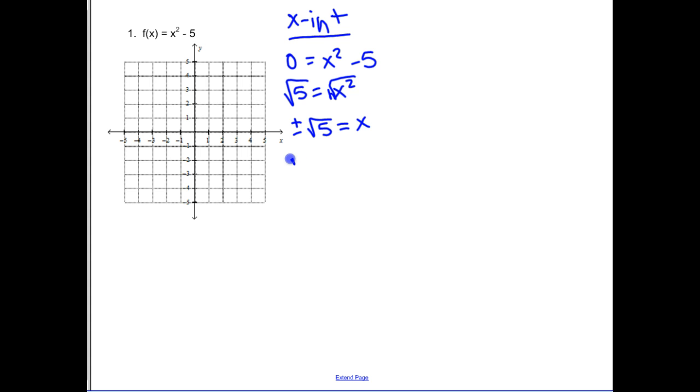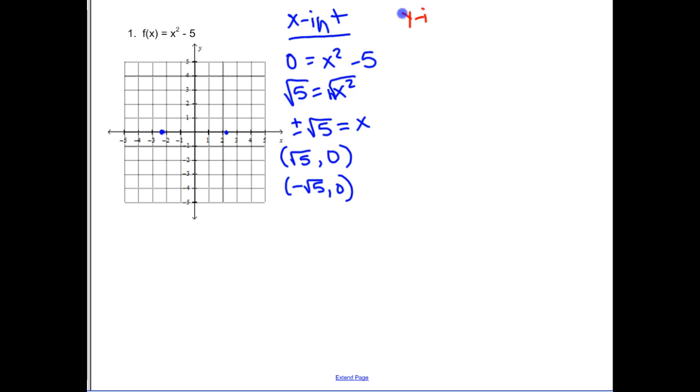You need to write these as coordinates. And then graph them. Radical 5 is going to be a little bit bigger than radical 4. So it's just a little bit more than 2 and a little bit less than negative 2. So those are the x-intercepts, or the zeros.